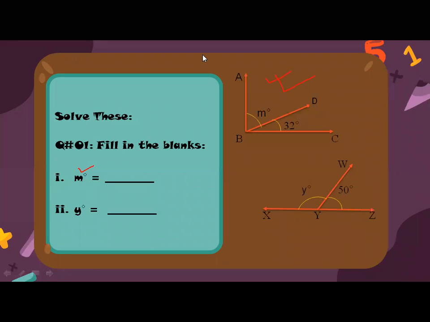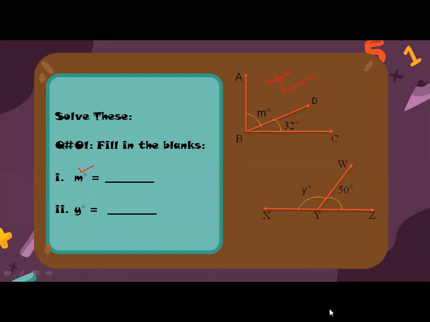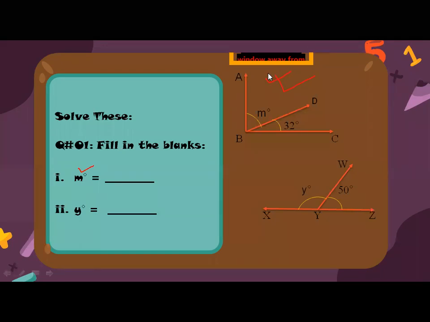Very good. According to complementary. Why complementary? Because together they are forming which angle? Very good. Right angle, or you simply say 90° angle. That's very good. Okay, now move on to the next one, number 2.